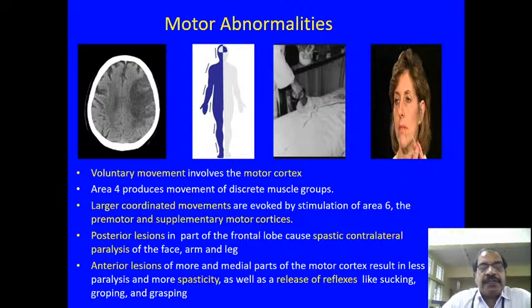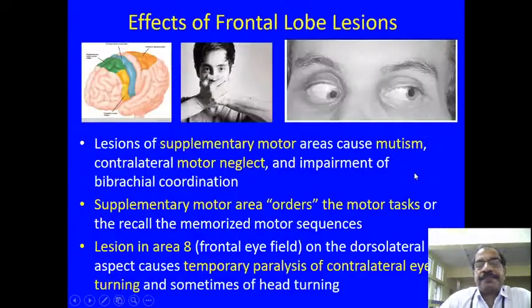It results in various dysfunction in the form of abnormalities of the executive function, abnormalities of social behavior, etc. So anterior lesions result more in the release of various reflexes like sucking reflex, grasp reflex, etc. So when the lesion is more anterior, paralysis is not seen. Paralysis is seen more often when the motor cortex or premotor area is affected.